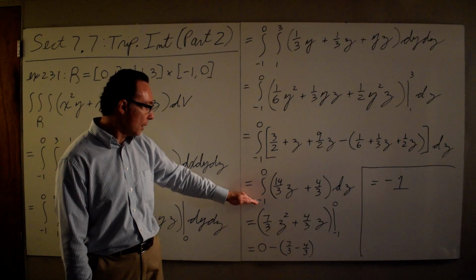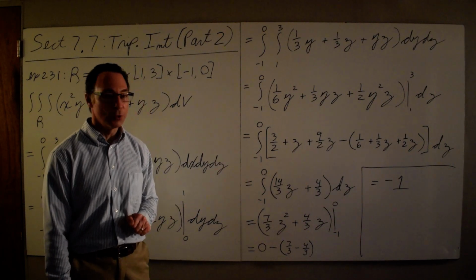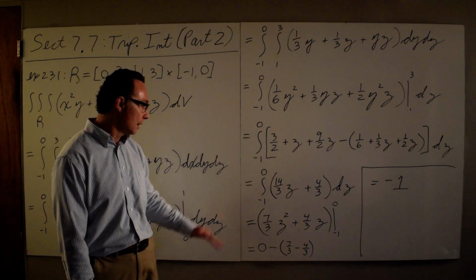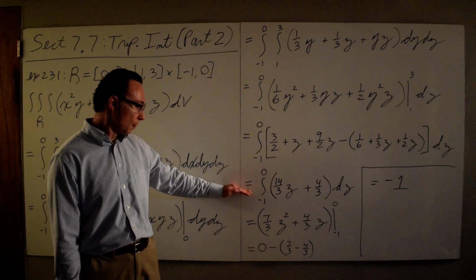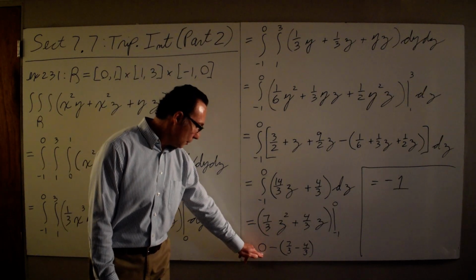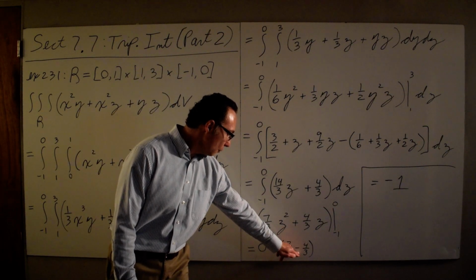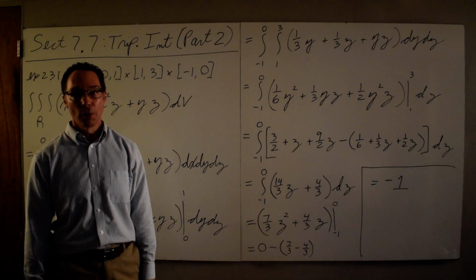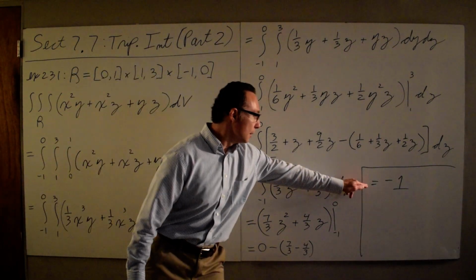So the integral from -1 to 0 of 14/3 z plus 4/3 dz. This is a Calc 1 problem. So we find an antiderivative with respect to z, substitute 0, substitute -1, subtract. And when we do that, the answer is -1.